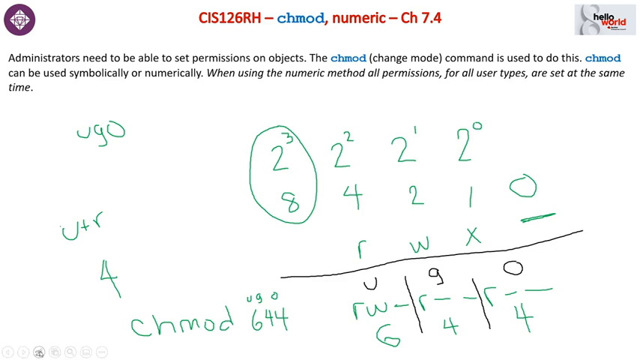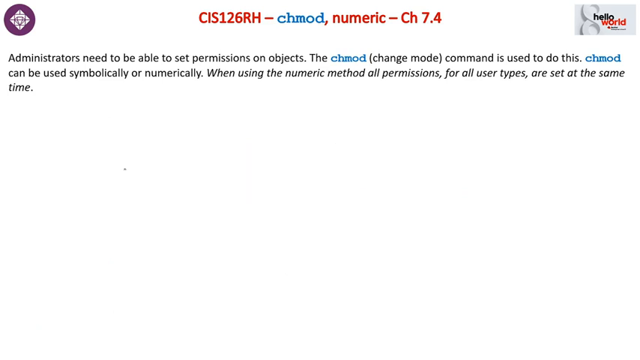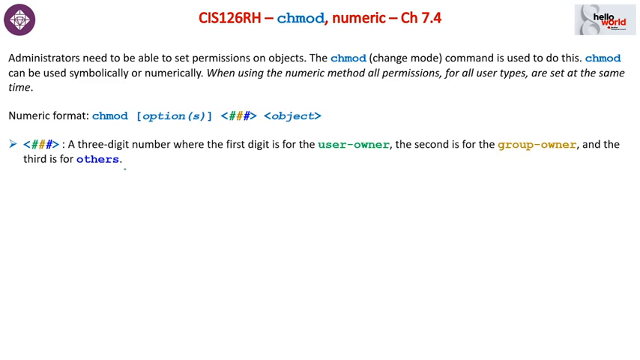All right, let me clear this off. The numeric format is chmod. Give it the options, and then we're going to give it a 3-digit number. We're going to talk about a 4-digit number in a bit, but 3-digit number and then the object. And then I kept the same color coding. Green is for the user owner. Gold is for the group owner. This color blue is for others.